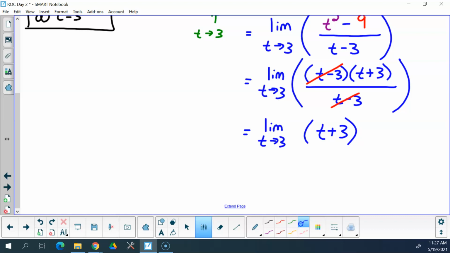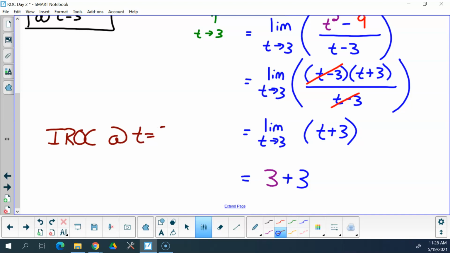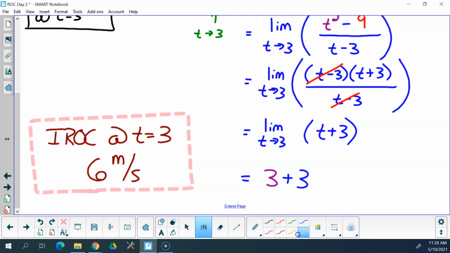Yay or nay? Why not? Am I dividing in this problem anymore? No, there's no fraction whatsoever in this problem anymore. So can I divide by 0? No, so let's send t to 3. And what's 3 plus 3? 6. So the IROC at t equals 3 is 6 meters per second. And we've actually proven it using limits, as opposed to just going off of something that we observe.